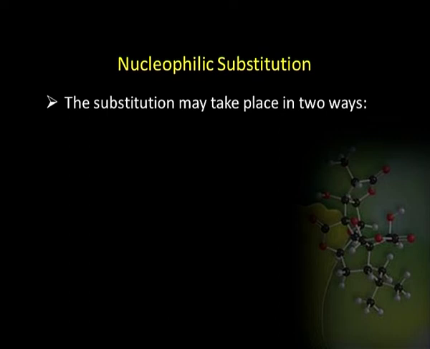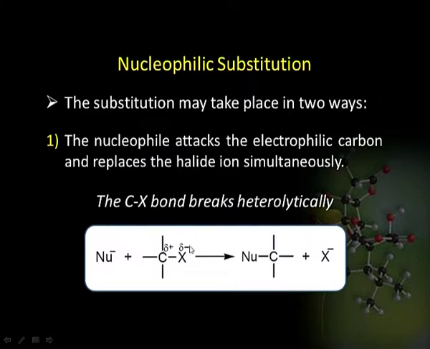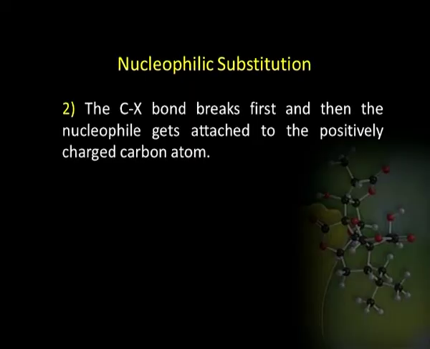The substitution may take place in two ways in case of alkyl halides. In the first case, the nucleophile attacks the electrophilic carbon and replaces the halide ion simultaneously. The C-X bond breaks heterolytically, the nucleophile attacks the carbon atom and simultaneously, as the nucleophile gets attached to the carbon, the halide ion leaves. So, this is one way of the nucleophilic substitution in alkyl halides. In another case, the C-X bond breaks first and then the nucleophile gets attached to the positively charged carbon atom.